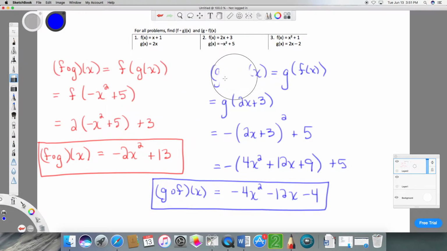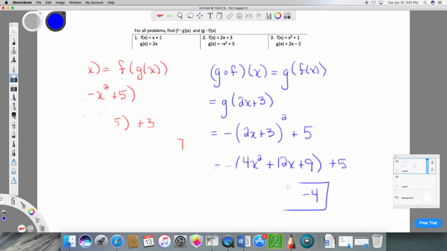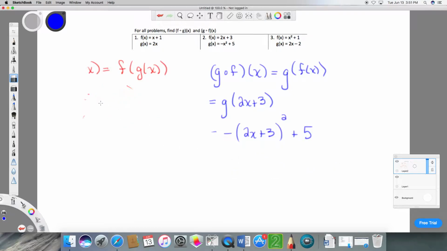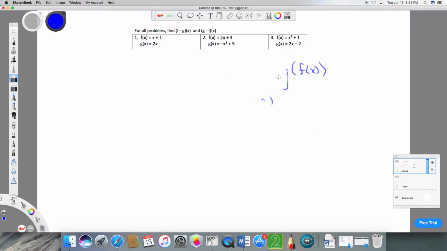All right, so let's erase that and do number 3, and then we'll be done with this video. So let's find f composed with g. G is the input into the function f. In problem 3, g is 2x minus 2.